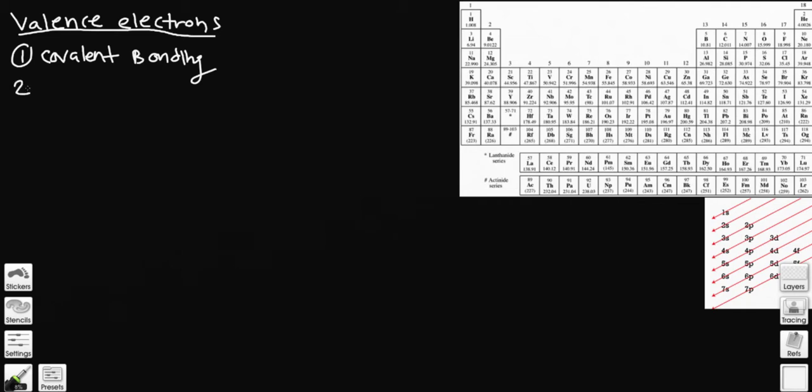And number two, the useful thing for us is going to be that valence electrons help us figure out an atom's charge. So it's helpful in the prediction of charges. Okay? Now, before I tell you how to identify valence electrons, let's talk about electrons in general.